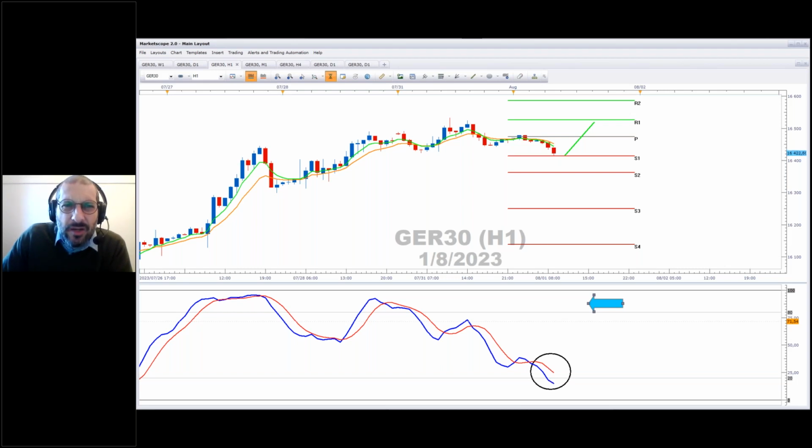Kim is saying, I'm not sure why we look at the DAX. The DAX is one of our most popular instruments, Kim. It's one of our most popular instruments. So there would be a fair few people that are interested in DAX.